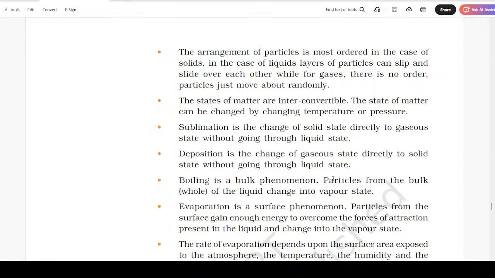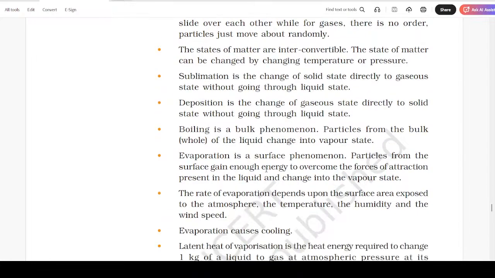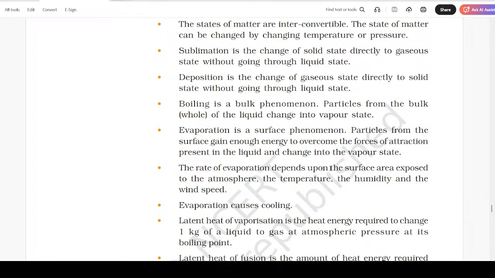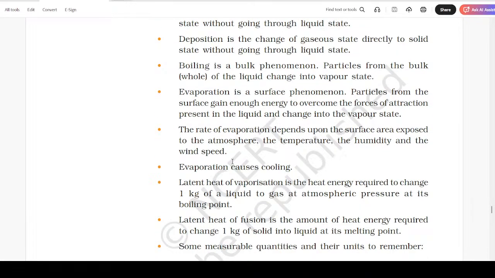Boiling is a bulk phenomenon. Particles from the bulk of a liquid change into vapor state. Evaporation is a surface phenomenon. Particles from the surface gain enough energy to overcome the force of attraction present in the liquid and change into vapor state. The rate of evaporation depends upon the surface area exposed to the atmosphere, the temperature, the humidity, and the wind speed. Evaporation causes cooling.